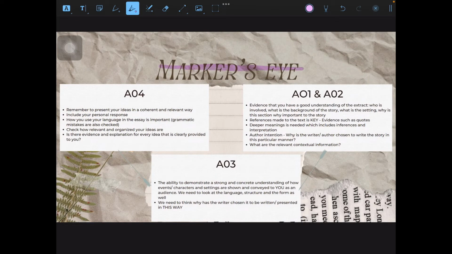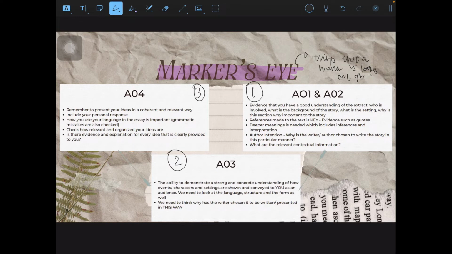So what do we mean by the marker's eye? These are the things that the marker is looking out for. This is the first thing, the second thing, and the third thing. For AO1 and AO2, the general idea is understanding the extract.